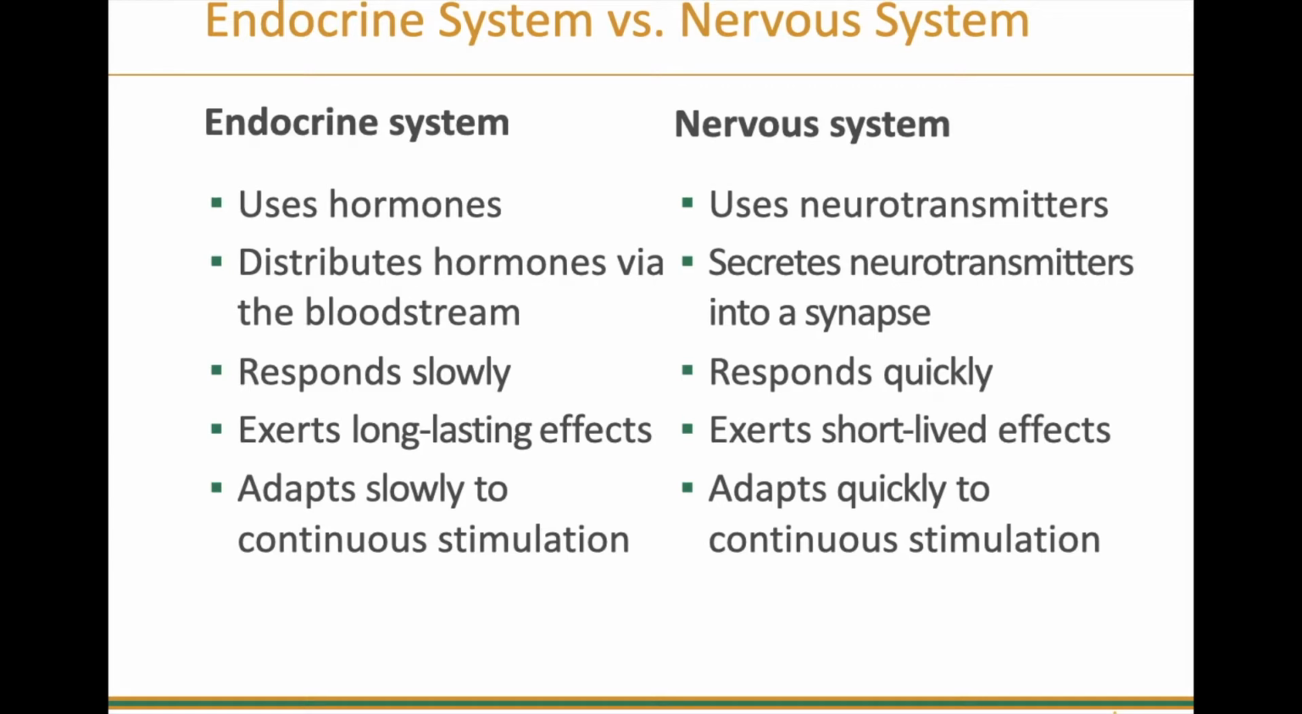So the nervous system is in charge of things that need to happen quickly, things like movement, speech. Endocrine system is in charge of things that can take more time, like growth or things like hunger. Those are controlled by hormones.